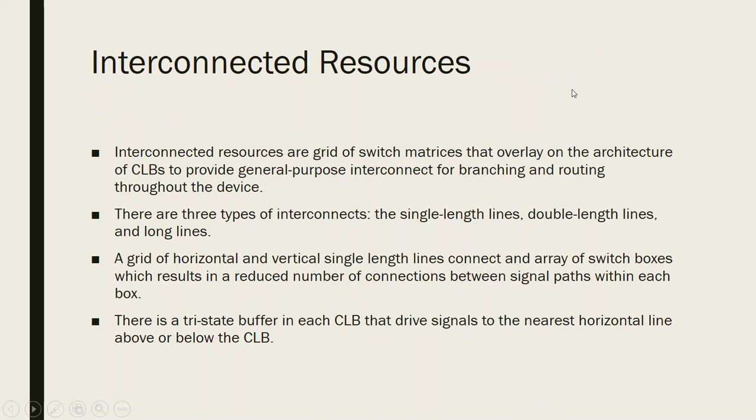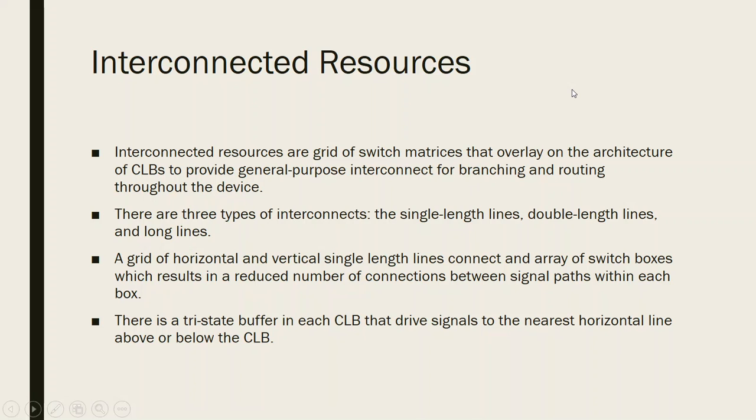So interconnect resources are grids of switch matrices which overlay on the architecture of the CLB to provide general purpose interconnection, branching, or routing through the device. So these switches decide which line goes where, because it's a very complicated system. You've got so many parts that you need something to actually control the flow of the signal.